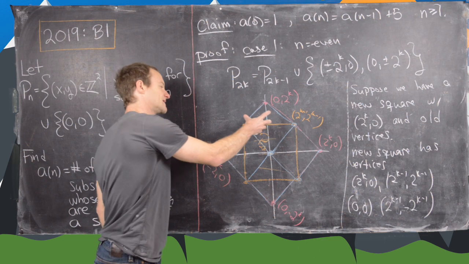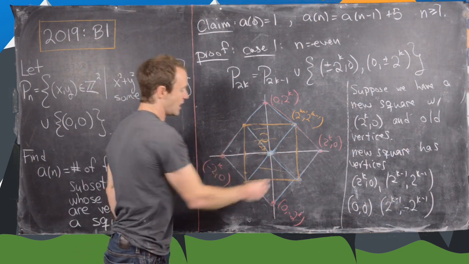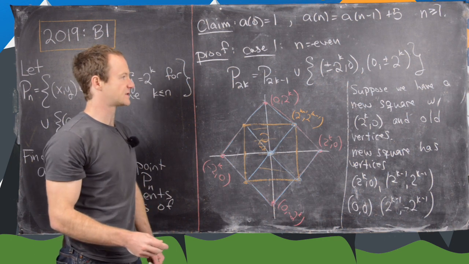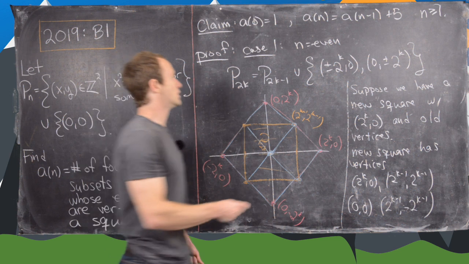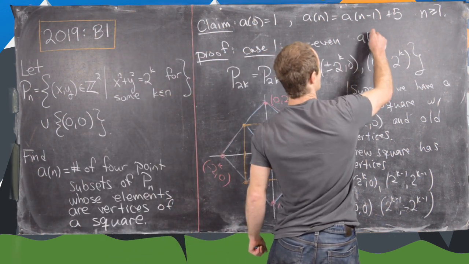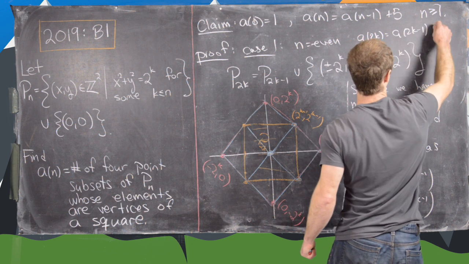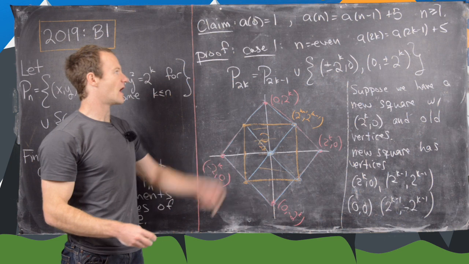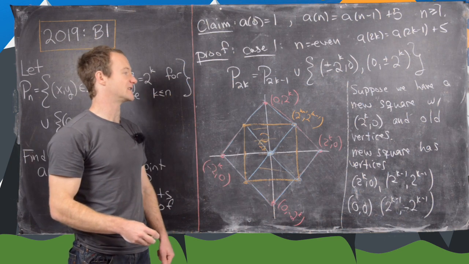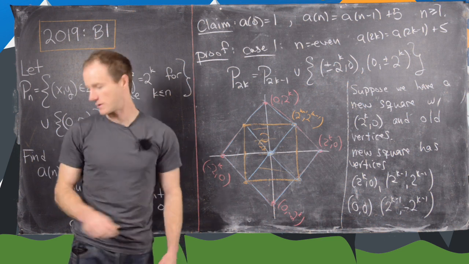Good, and you can make a similar argument, or just an argument via symmetry, for all of the other 4 parts of this. So in other words, we have 5 new squares, which tells us that a2k is equal to a2k minus 1 plus 5. Okay, good. So now I'll clean up the board and we'll look at the similar case when n is equal to an odd number.